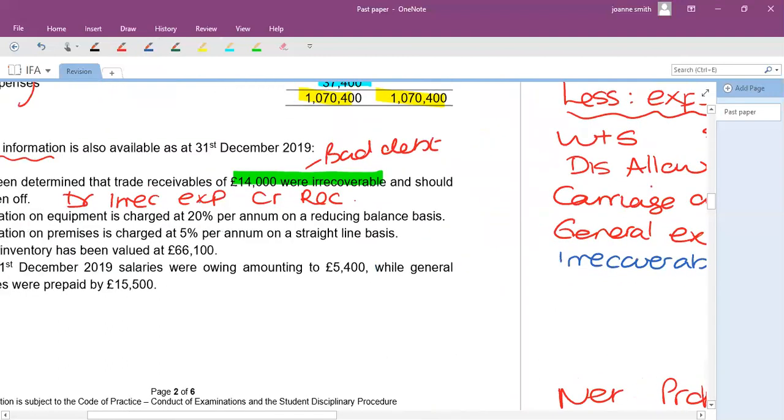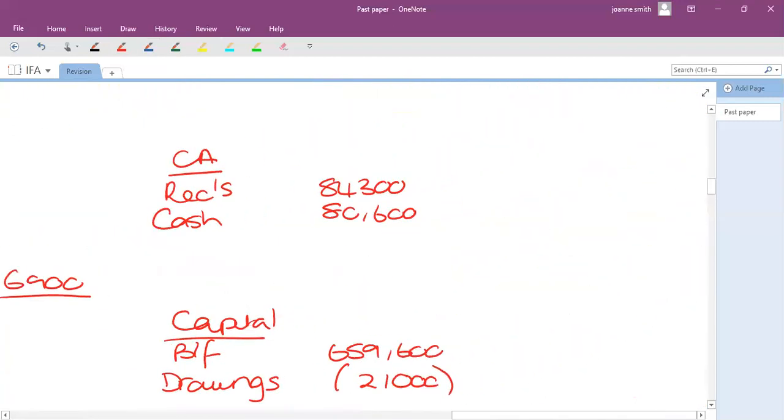So that's your debit entry, and the credit entry is that you're going to reduce your receivables balance by that amount. Right, so it's saying some of this money needs to be written off because receivables are people that owe you, and if you're not going to collect the money from them, then you need to remove the debt.